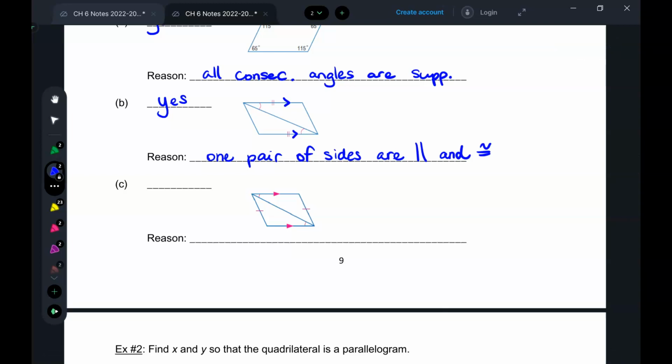The next one is no. Okay, it's no. That's true. Do we need a reason? We don't need a reason. What's the problem in this one compared to the last one? If it's one pair of sides that are parallel and congruent, it has to have the arrows on the same sides and the congruent marks on the same sides. Here, it's the opposite sides.